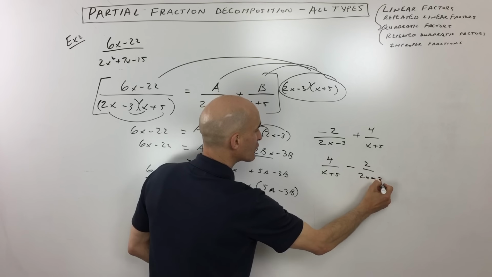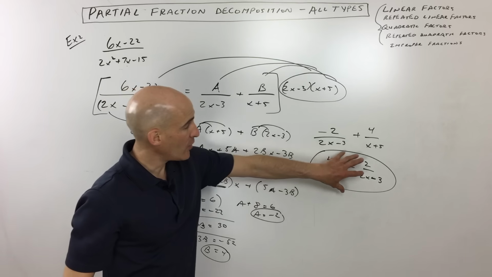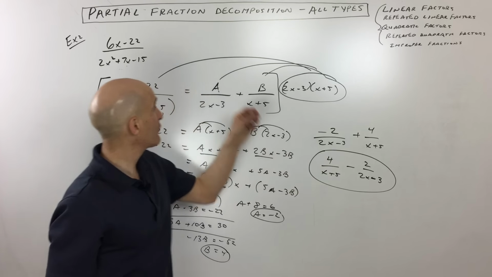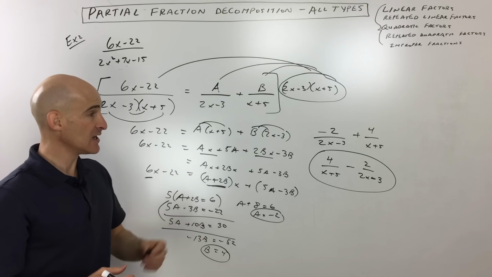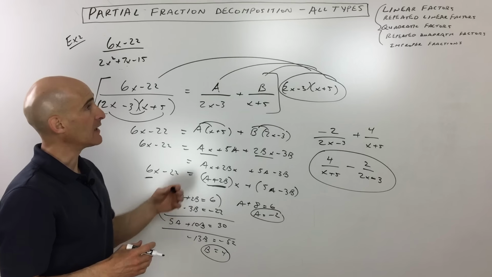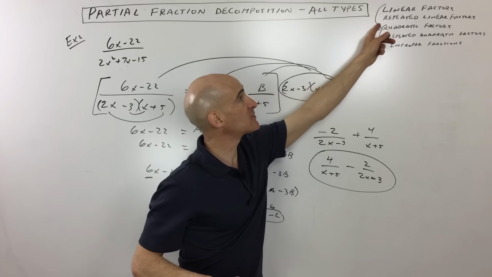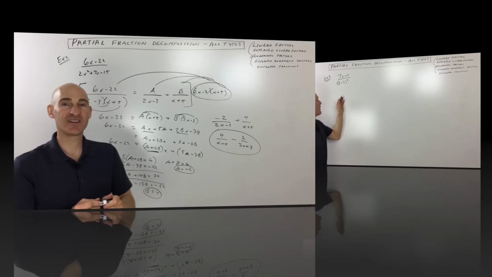Now the nice thing about partial fraction decomposition is you could check your work. You could say, well, let me go ahead and get common denominators, combine these into one fraction, see if I get back the original, and that wouldn't be a bad way just to practice to see if you're on the right track. So this is working with the linear factors. Okay, the next one we're going to do is repeated linear factors. Let me erase the board and I'll be back with you.